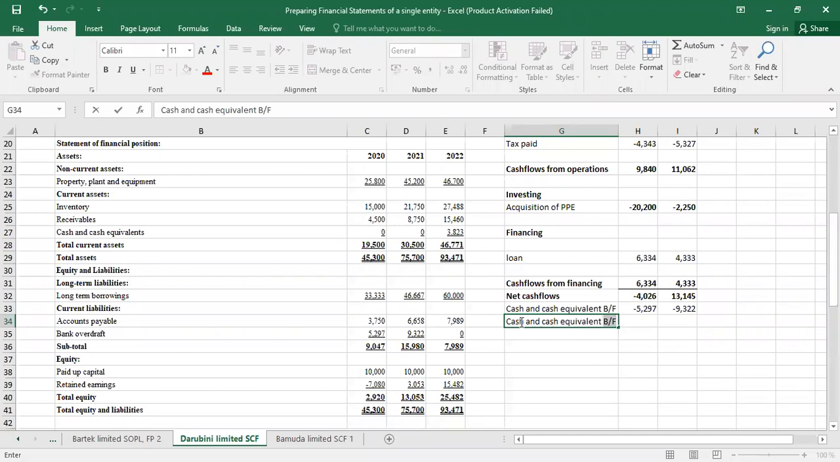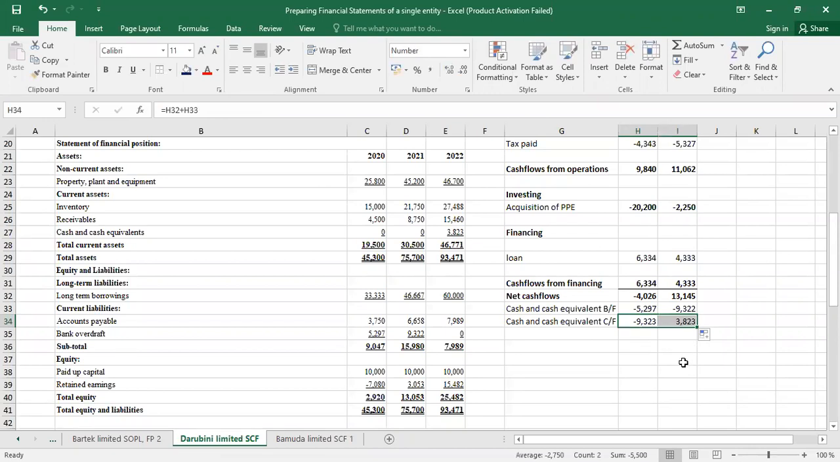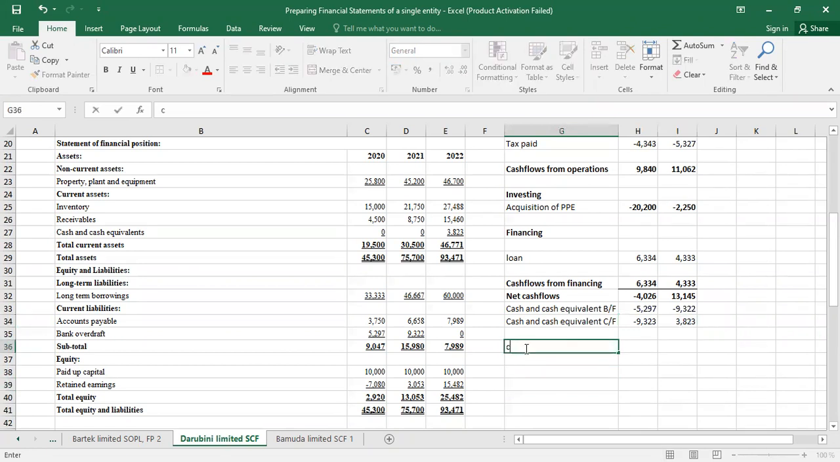Equivalent carried forward will be equal to the additions. So this one, shift plus this one here, isn't it? Then I drag, isn't it? So here is where we confirm. So confirm, like here we must confirm.